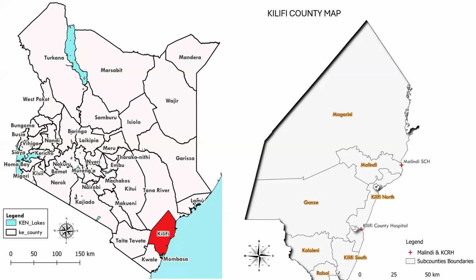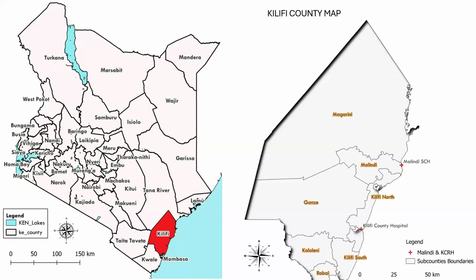So that is the map of Kenya, showing us exactly where Kilifi is. Kilifi is one of the counties within the Coast Province. It borders Kwale on the south, Taita Taveta and Tana River on the west, and entirely the Indian Ocean is on the east side, and on the northern side we have Tana River.